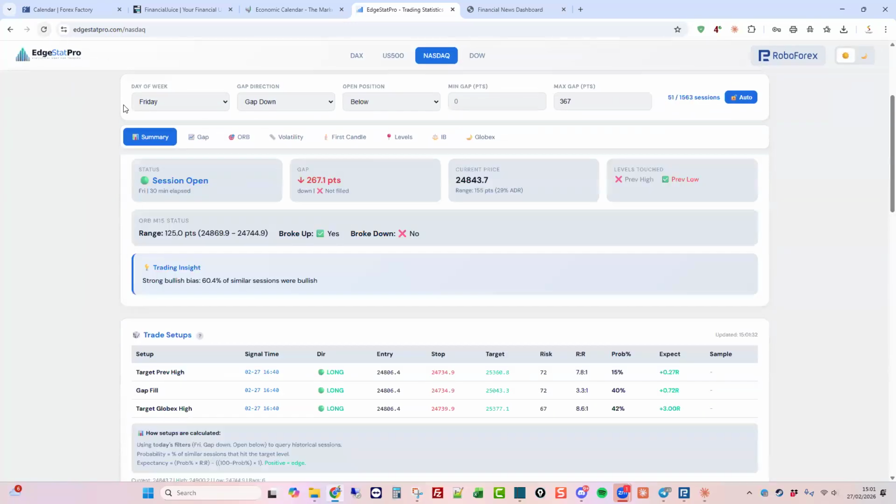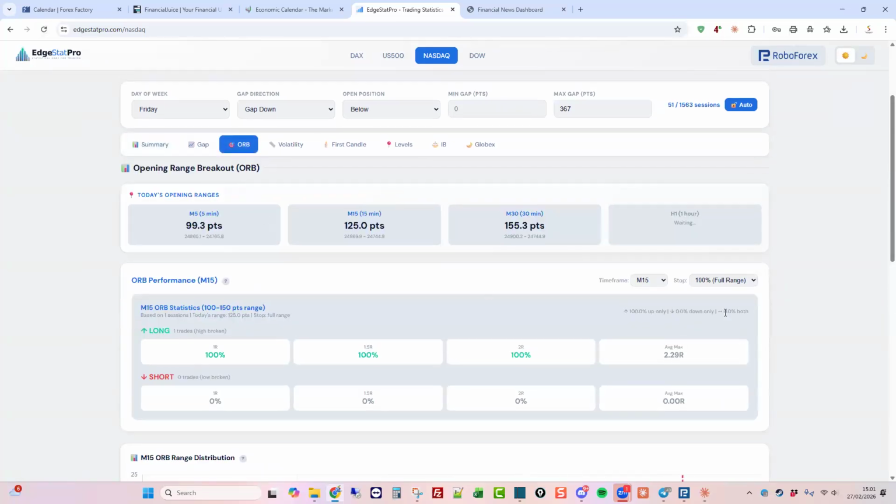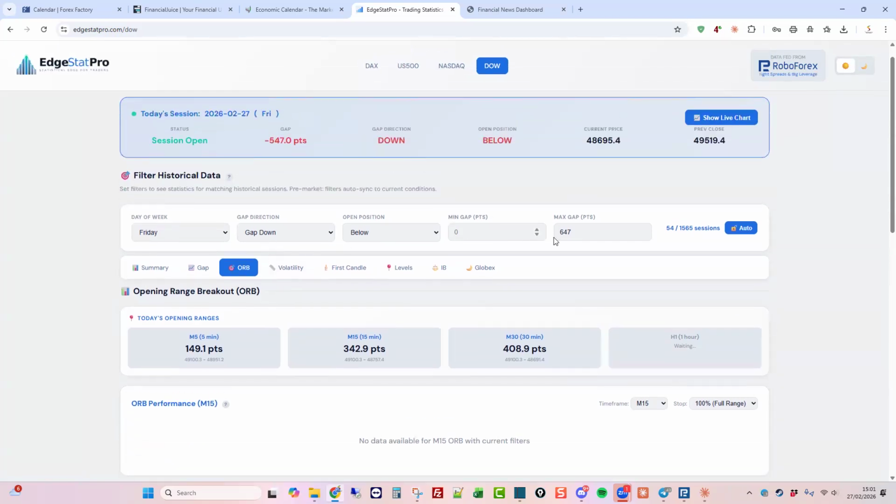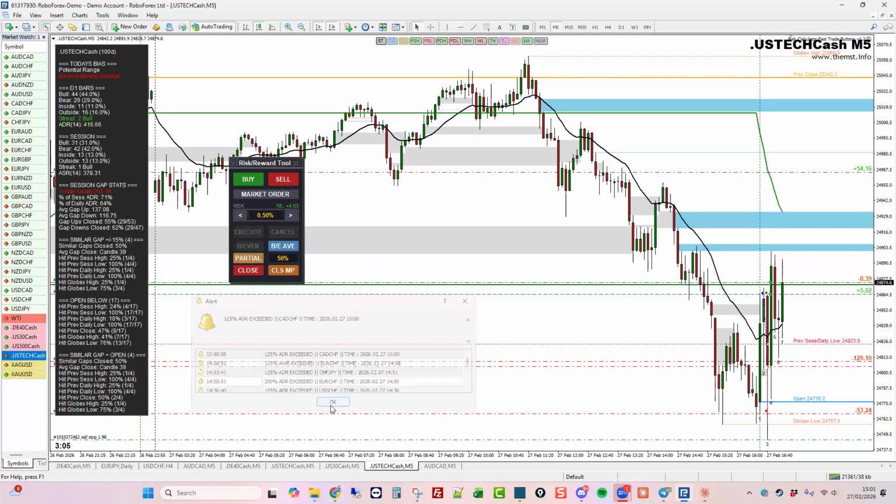Okay, so I just refreshed that on the NASDAQ today for the ORB. We've got no data because this candle is so big. Let's have a look and see if the... very little data. Look at that 547-point gap on the Dow.